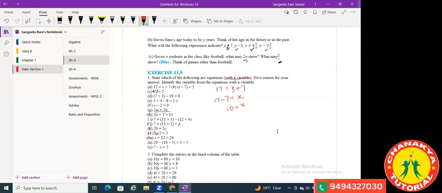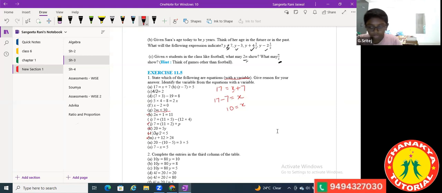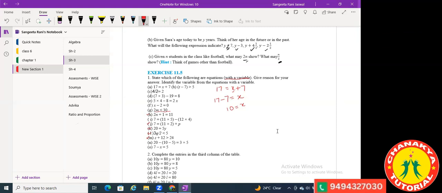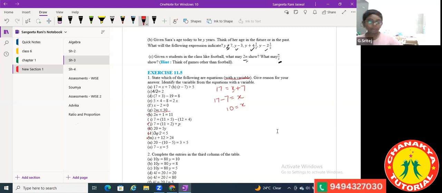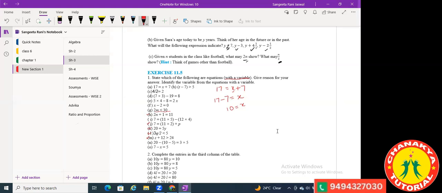Okay. Now, N part. Sritej, you will tell me, is this an equation? Yes, ma'am, because there is an equal to sign. There is an equal to sign, but there is no variable. It's an equation, but without a variable. Good.